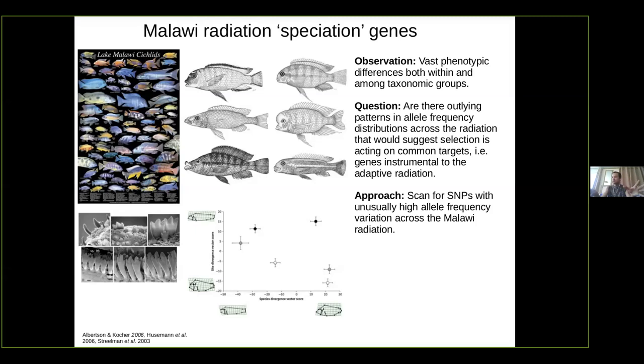But sweep the radiation for signatures, for allele frequency distributions that are abnormal or outliers, signatures of divergence that wouldn't be explained across the whole radiation by the background structure and demography. That's what I'm hoping to do. A starting point, the first thing I thought about, is essentially an FST scan, looking across the radiation for SNPs with unusually high frequency variation across the whole radiation.